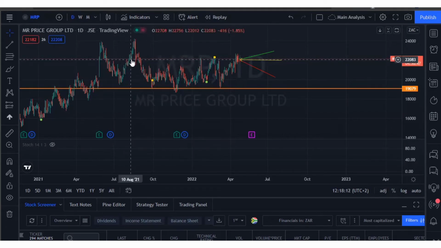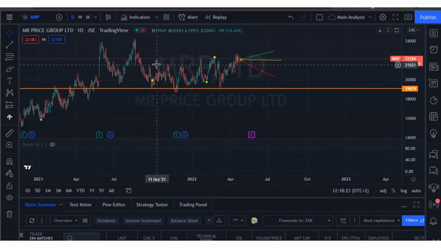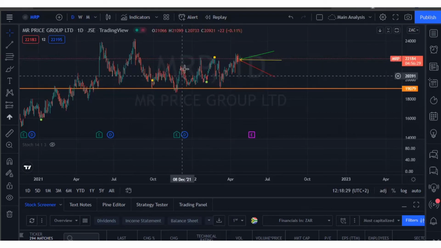We can also see, though, that whenever the share price is around this level, it also comes back down. So that's about 222 Rands. We can see it came back down here, it came back down. Even at this level here at 215, it seems to sort of come back down when it hits that level.